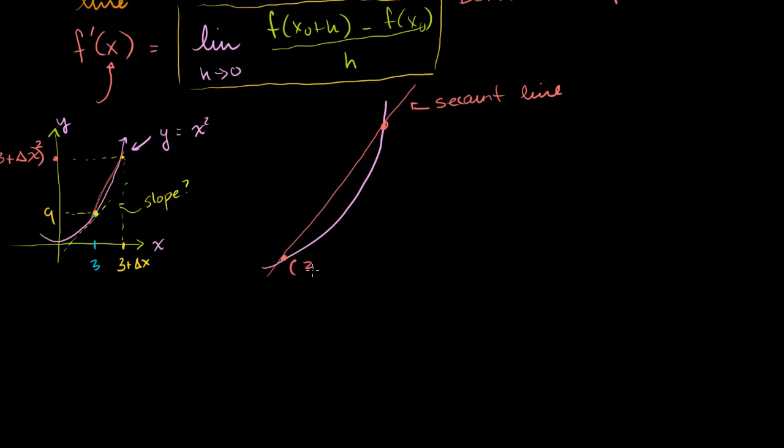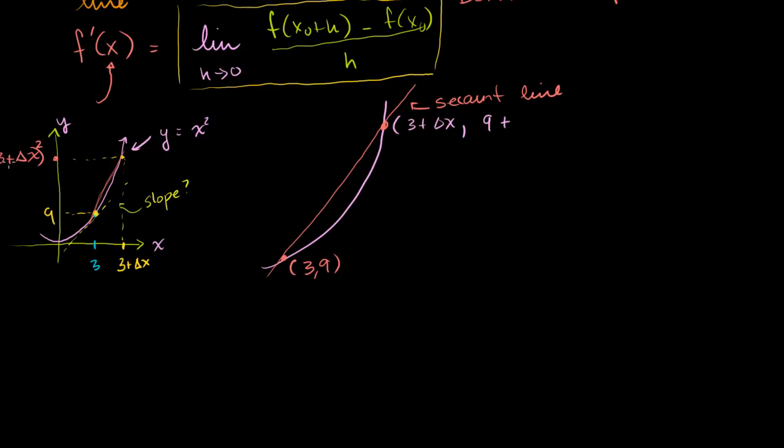This point over here is the point 3, 9. And then this point up here is the point 3 plus delta x. So it's just some larger number than 3. And then it's going to be that number squared. So it's going to be 3 plus delta x squared. What is that? That's going to be 9. I'm just foiling this out, or you do the distributive property twice.